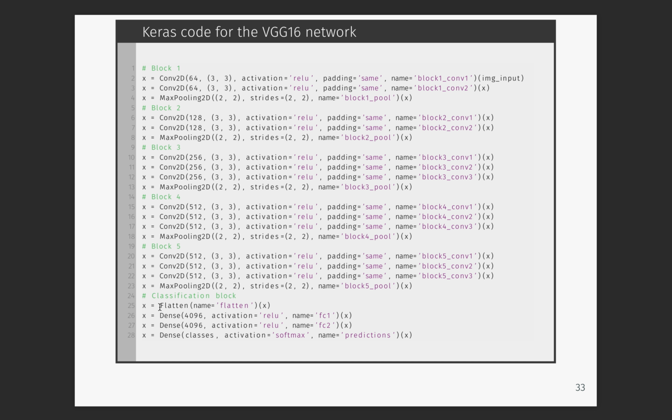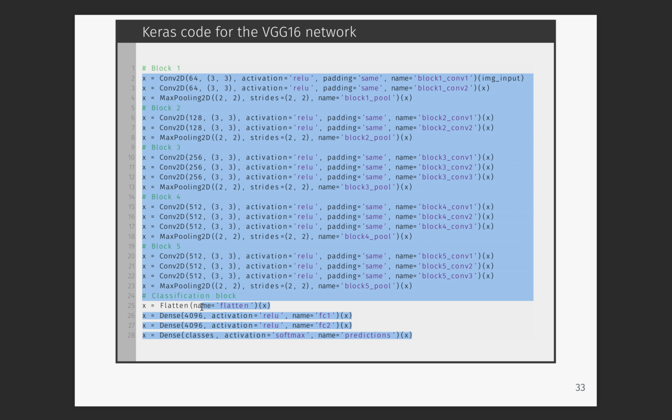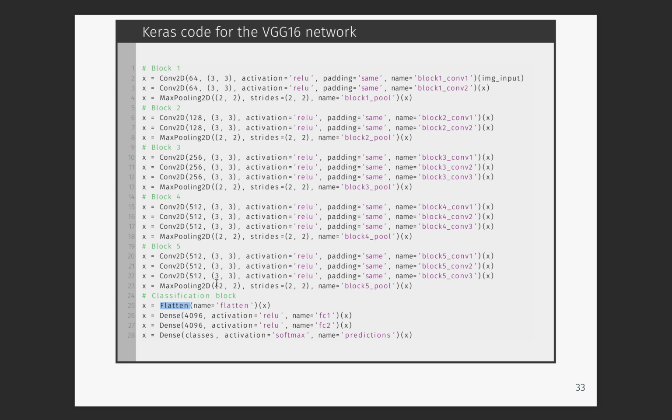Going from a 2D structure to more 1D or dense structures, you use the flatten operation in Keras, but that doesn't really matter. What matters is here you have two dense layers back to back, and you see that the number of units is quite small. I mean, it's still quite high, but it's 4,000.